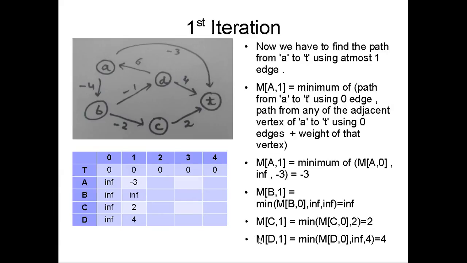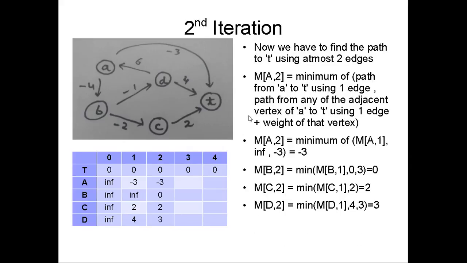Similarly, we can find out the M of d, 1, which is equal to minimum of M of d, 0, infinity and 4, which becomes 4. You can easily check it out in this graph. Now moving on to the next iteration.